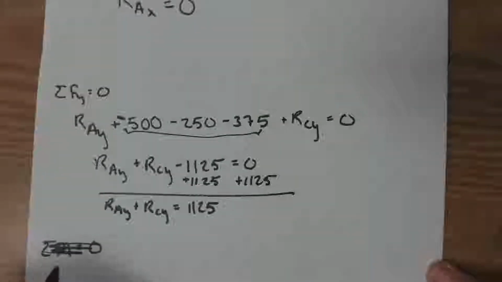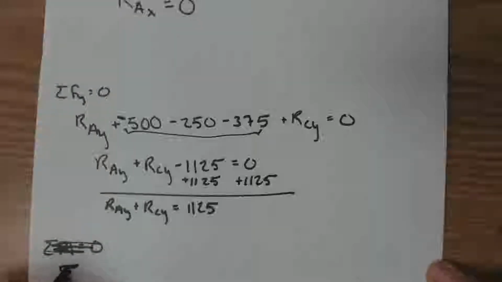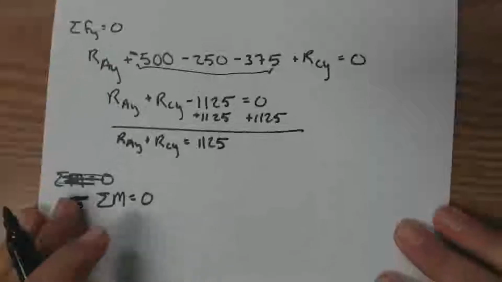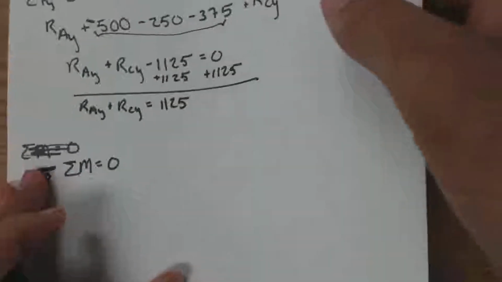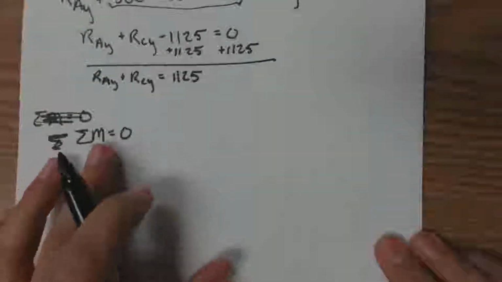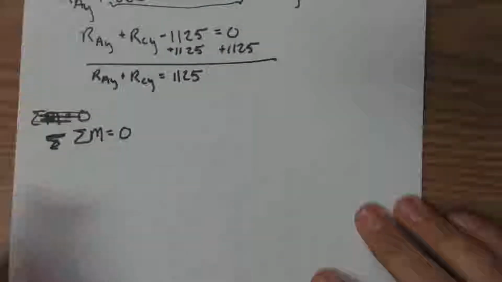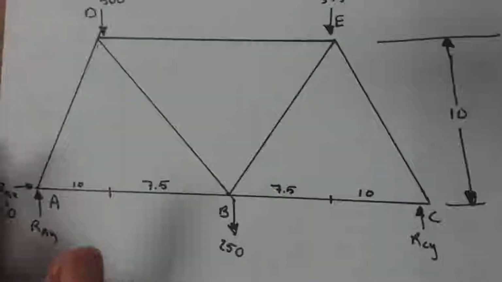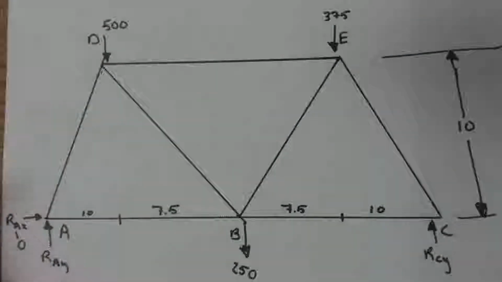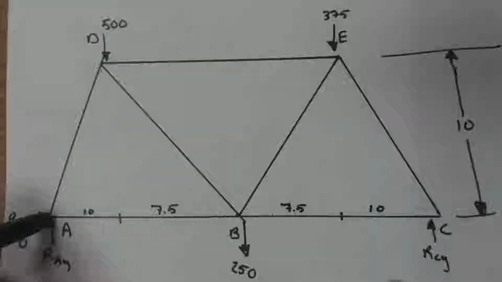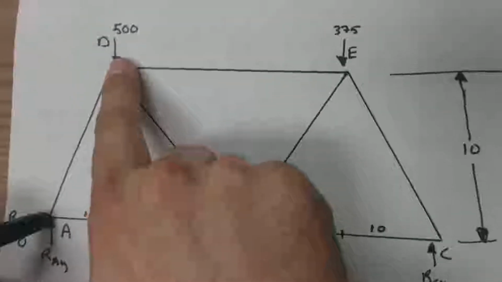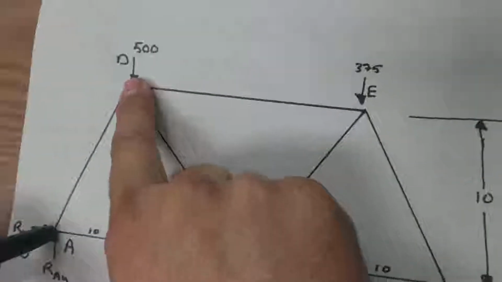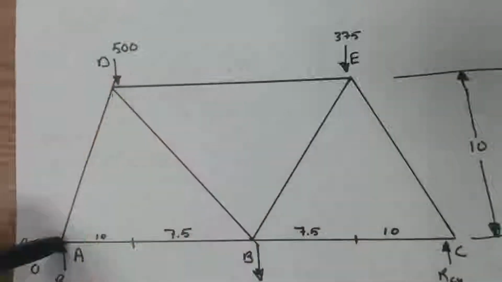That's where, and this is a little sloppy, sorry about that, but now I have to find my moments. The sum of my moments must also equal 0. Moments are turning forces. So anything that's going to act on this truss to make it spin. We have to assume one point is fixed. I'm going to assume that is A. So A is fixed. This 500 makes it want to spin clockwise, so that's a negative moment happening there.